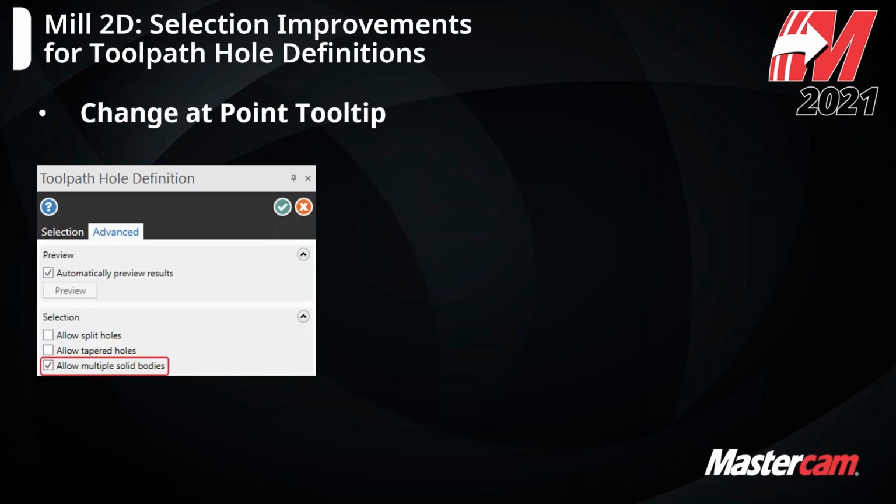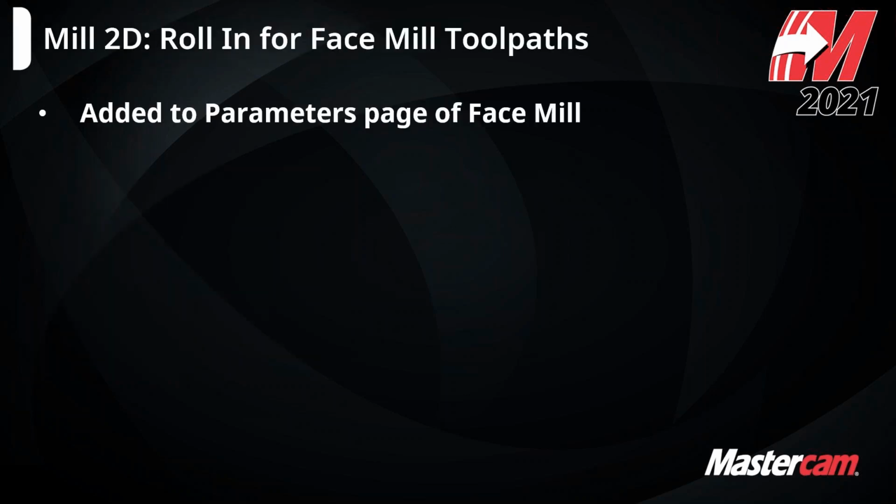And then also they added on the advanced tab of that same panel, you now have support for multiple solid bodies. So say you have a couple fixtures in Mastercam and the same part across there, or even different parts. If you control click to select all holes of the same diameter, instead of just selecting holes on that given solid model, it can select across multiple solid bodies now, where we couldn't do that before. This is another one that I didn't cover in the previous webinar.